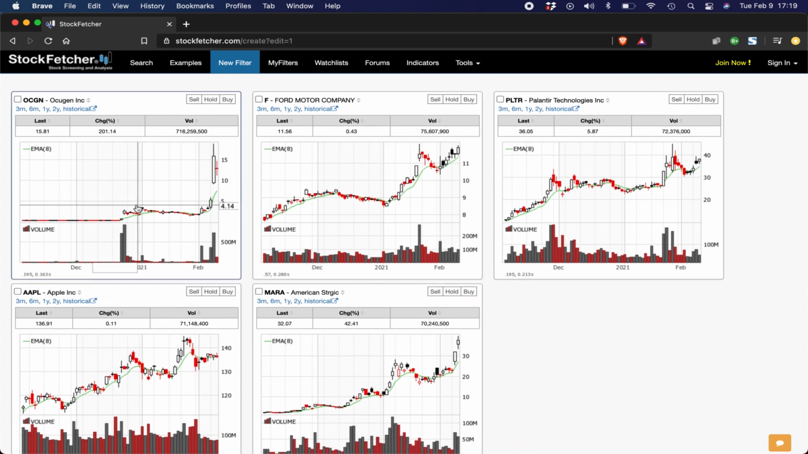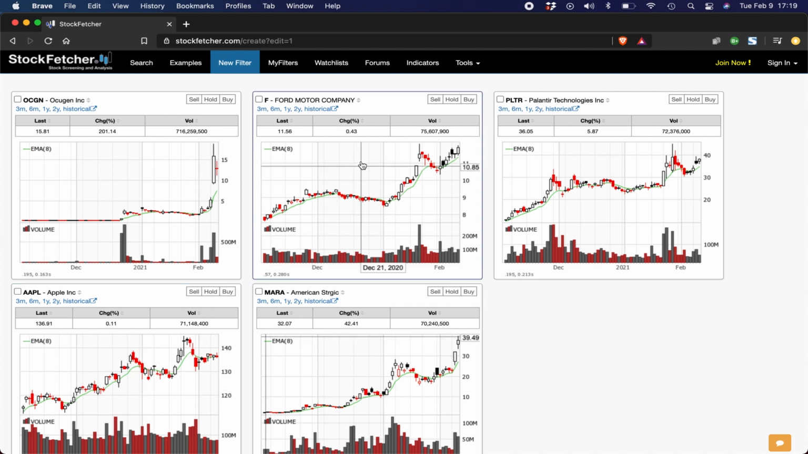So I see that Ocugen and Mora will not be my choice, even though they closed above the 8 exponential moving average even today, but they are far away from the T line. So there is a higher potential or probability for a pullback to test the T line again. So I would stay away from these trades. I would pick either Ford Motors or Palantir Technologies or even Apple to go long. And I will stay in the trade until the stock price closes below the exponential moving average of 8, at which point I will get out.